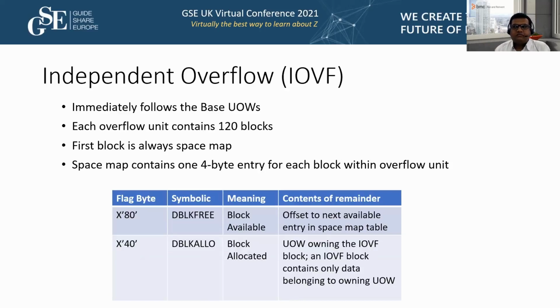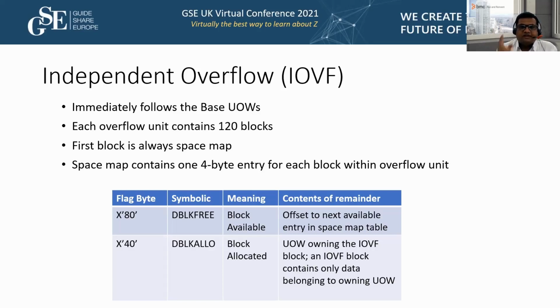Okay, talking about the IOVF blocks, they immediately follow your DOVF blocks. As I mentioned, these are not dedicated storage. It's a common pool which gets allocated to a certain UOW on a need basis. And as soon as the need is done, when you do a reorg, these blocks might get freed up. We call one UOW a collection of 120 IOVF blocks, and within those 120 blocks, your first block will always be a space map block, which determines in which blocks within this UOW free space is available.